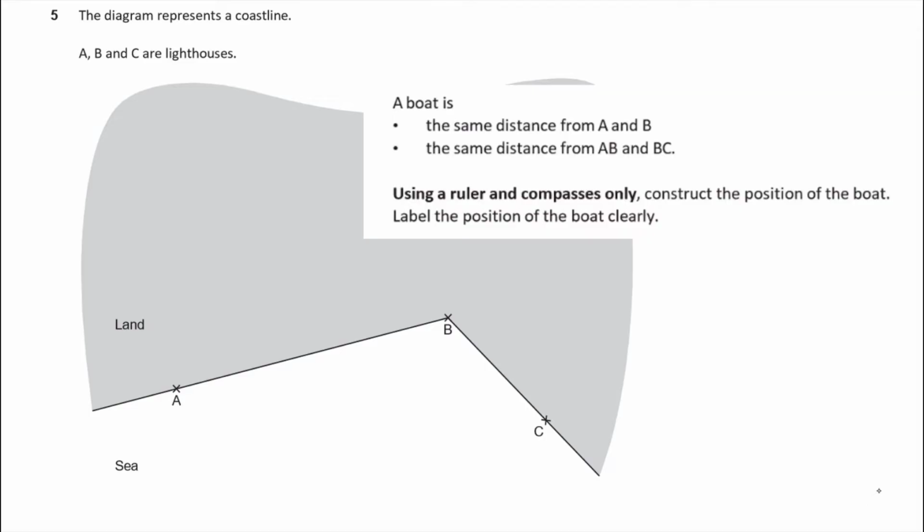Question 5. The diagram represents a coastline. A, B and C are lighthouses. A boat is the same distance from A and B, the same distance from AB and BC.